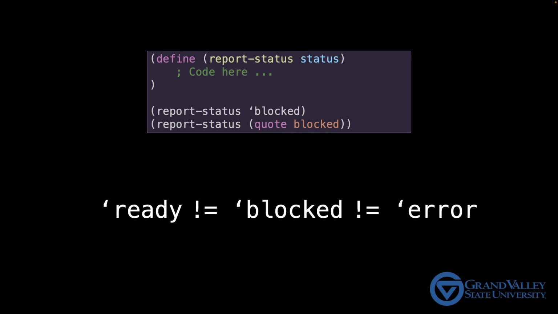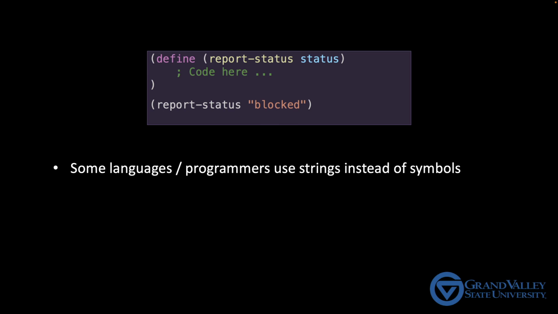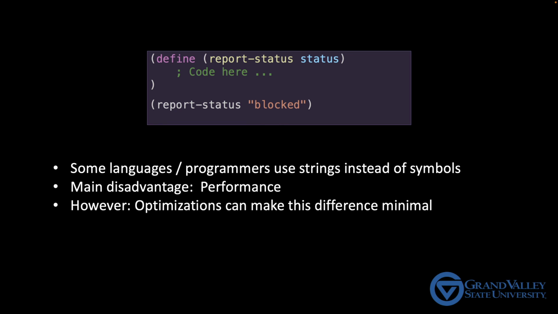I could have written the report status function to expect a string instead of a symbol and then called it this way. At a high level, the main disadvantage of using strings is that it takes more resources to store and compare strings than it does to store and compare the integers that tend to underlie symbols. However, there are a number of optimizations that can be utilized when the strings are hard-coded into the program, typed in literally with quotation marks like we see here. So using strings as symbols is not entirely unreasonable.